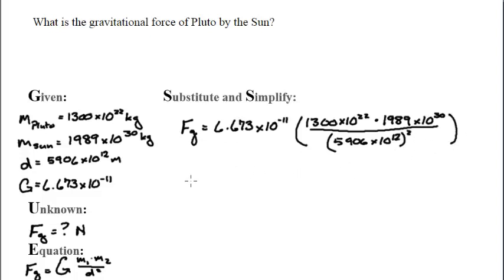Now I'm going to do this in parts, so I'm not going to be concerned too much with this first number, 6.673 times 10 to the negative 11 yet. I'm going to solve what's on top of the parentheses first. And I get the number 2.5857 times 10 to the 58.